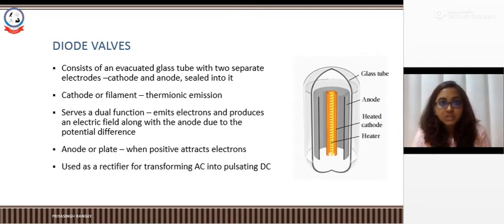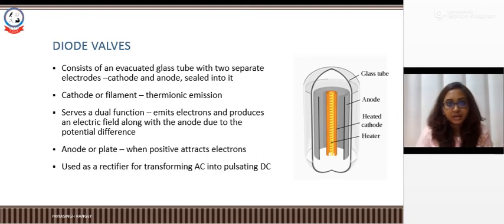Because of this property of the diode valve, it can be used as a rectifier in order to transform alternating current into a pulsating direct current.